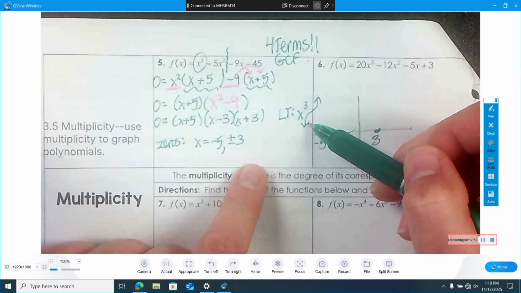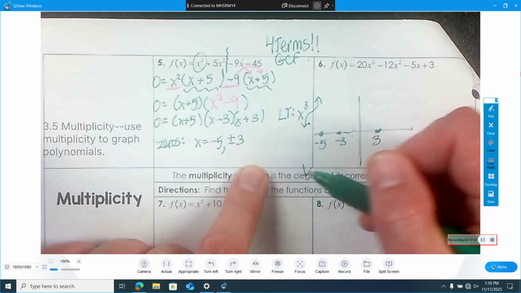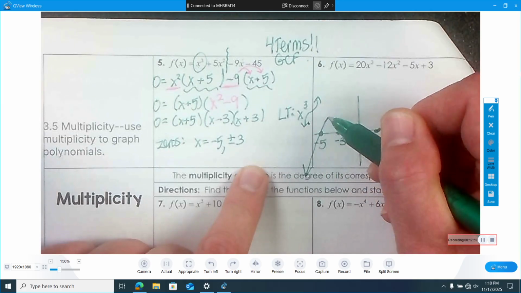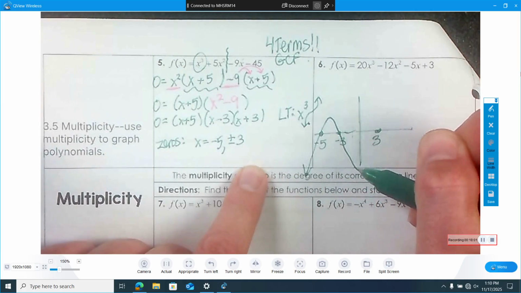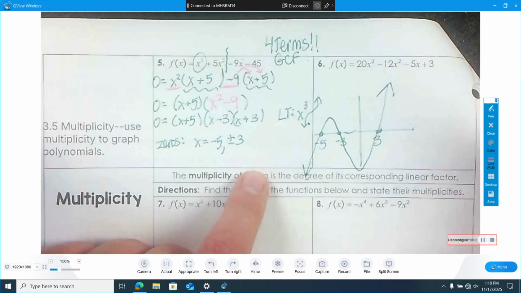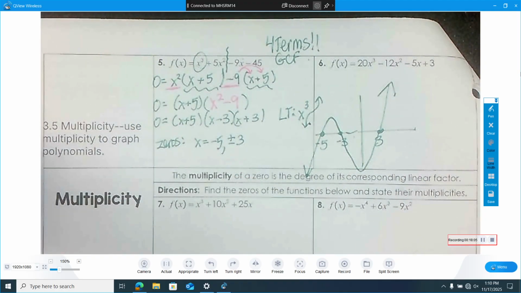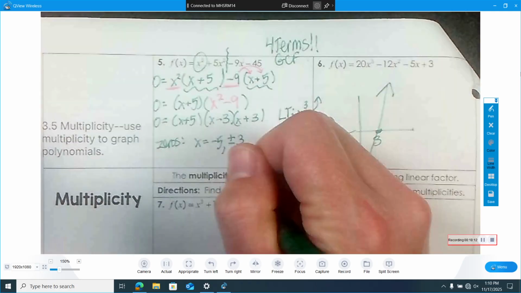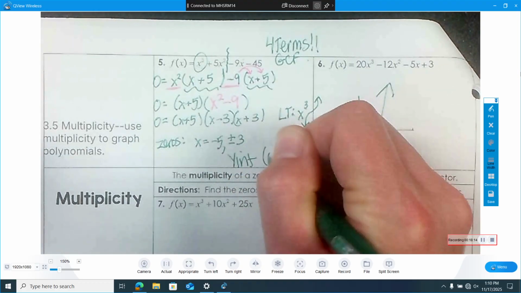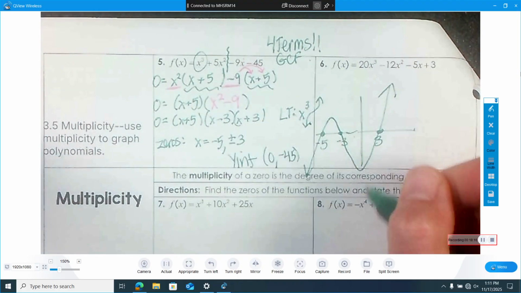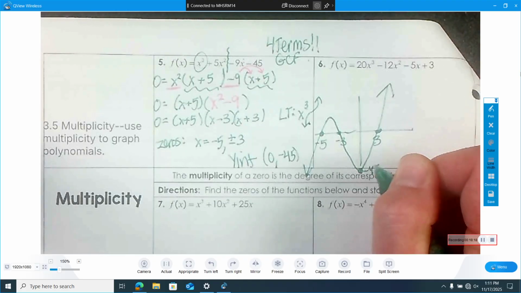So again, x to the 3rd starts low on the left, so I'm going to start low on the left, passing through negative 5, turn around, hit the negative 3, and then turn and hit the positive 3, and end up high. What's the y-intercept? Negative 45. Very good. Y-intercept is 0, negative 45. So way down here at negative 45 is the y-intercept.